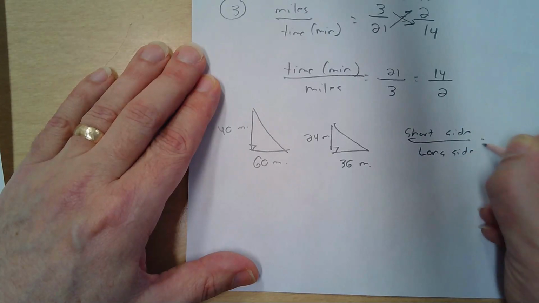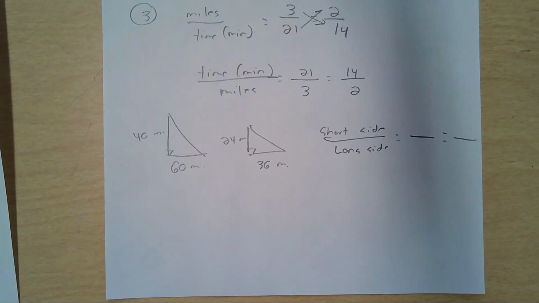So now, again, we're making proportions. Proportions should have 4 numbers. Conveniently, I have 4 numbers there. So you set it up. What am I missing there? I'm doing short side on top. Oh, okay.